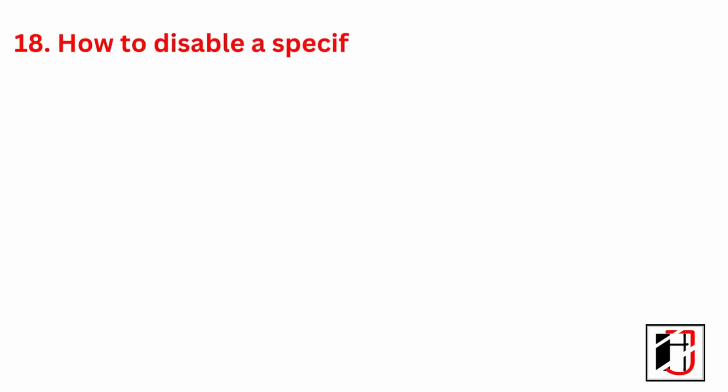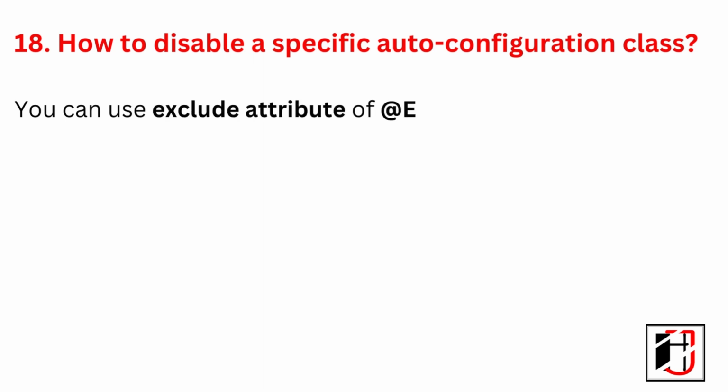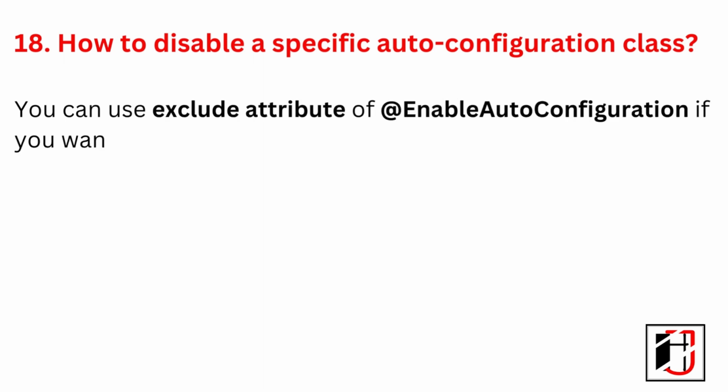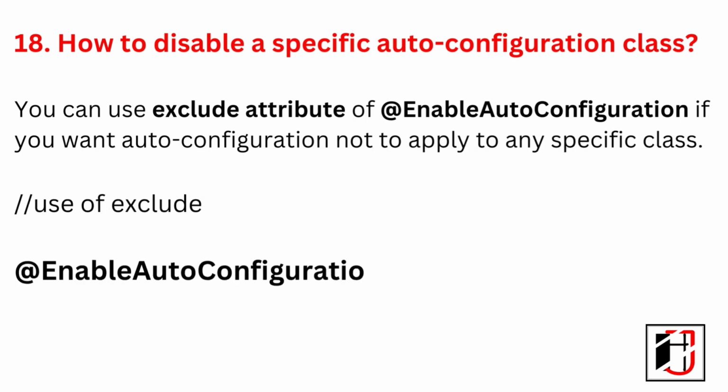How to disable a specific auto configuration class? You can use the exclude attribute of @EnableAutoConfiguration if you want auto configuration not to apply to any specific class. Like use of exclude in @EnableAutoConfiguration, you can use the exclude keyword in this annotation.